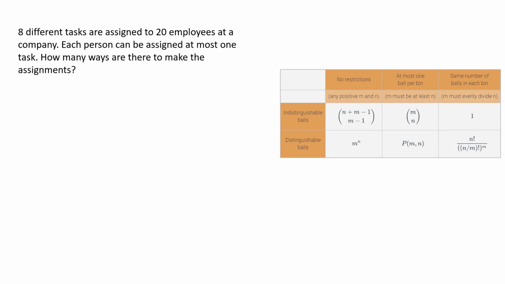So we've got 8 different tasks. They're assigned to 20 employees at a company. Each person can be assigned at most 1 task. How many ways are there to make the assignments?